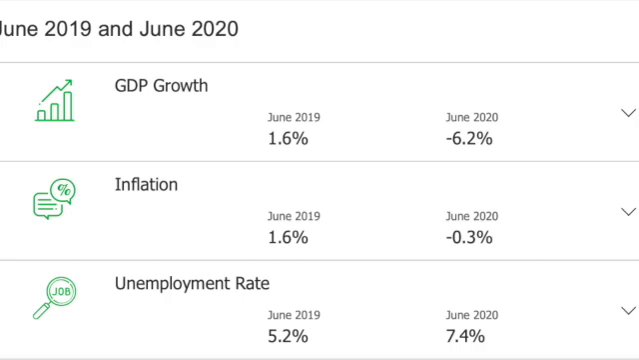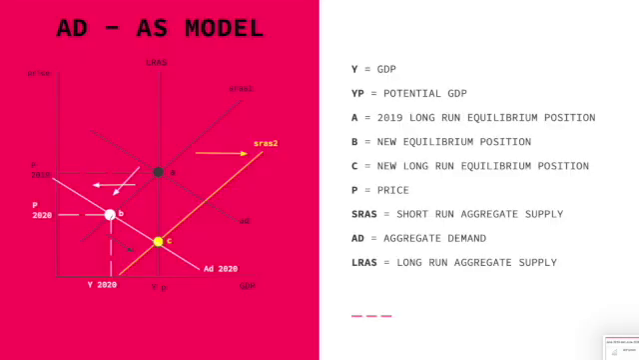This graph reveals that in 2019, the economy is in the long run equilibrium position, where it is at its potential GDP, shown at point A. At A, there is zero cyclical unemployment, therefore at full employment, and is experiencing price stability. However, the graph shows the impact of the bushfires and the COVID-19 pandemic in 2020.